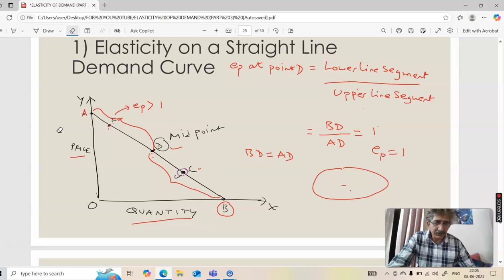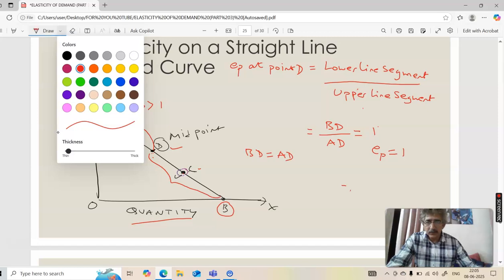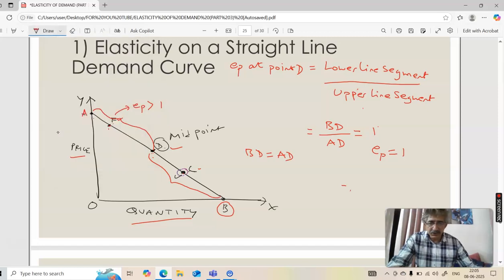No, this was pertaining to the previous case, so I'm erasing it. Take a screenshot of this. So I'm writing over here, children, that let me mention the conclusion that at the midpoint the price elasticity will be equal to 1.